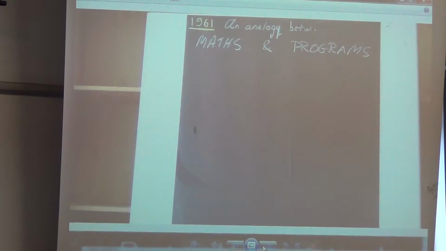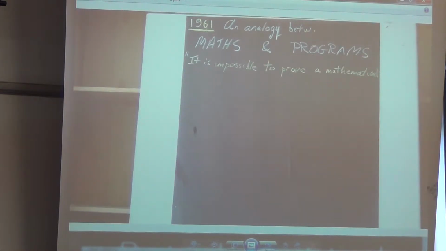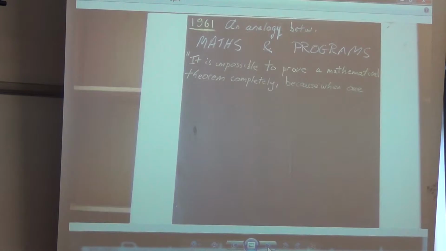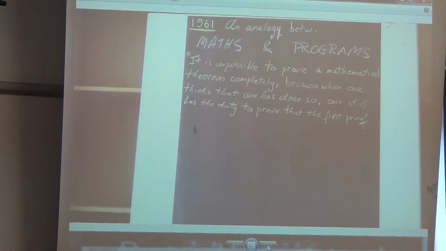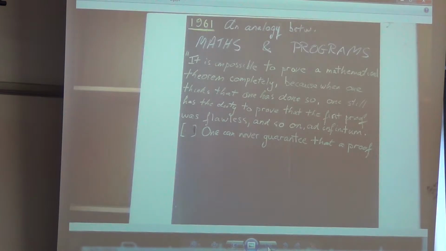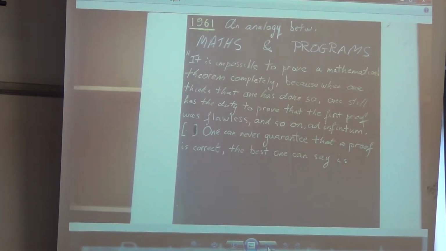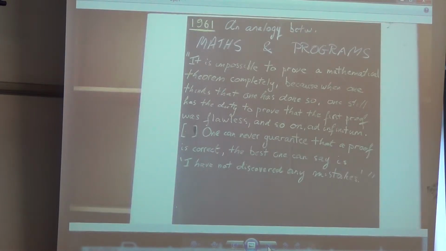In 1961, he was already clearly reflecting on the kind of work he was doing, and he was making an analogy between mathematics and programs. And he said, it is impossible to prove a mathematical theorem completely, because when a mathematician thinks that he has done so, one still has the duty to prove that the first proof was flawless, and so on ad infinitum. One can never guarantee that a mathematical proof is correct. The best one can say is, I have not discovered any mistakes.